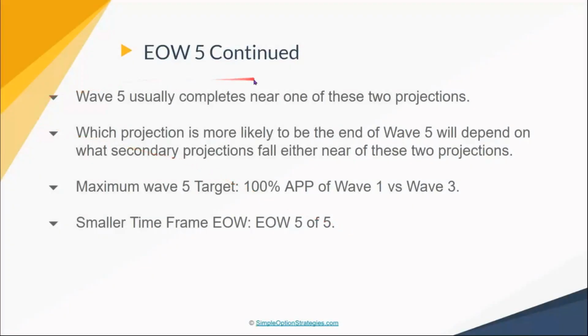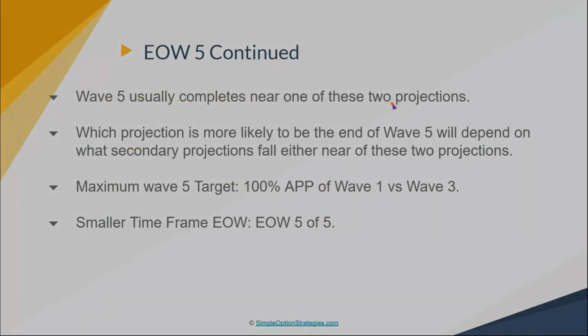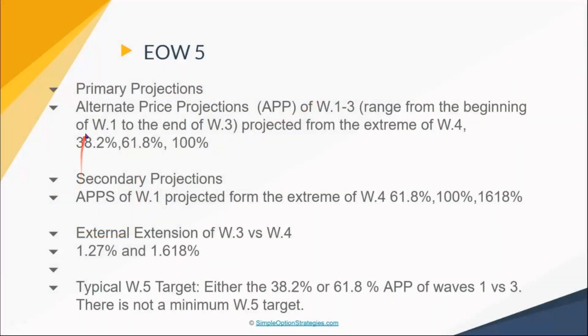Okay, so this is just a continuation. Wave 5 usually completes near one of these projections. And what happens, folks, when you start doing this, you're going to get a tight zone that you can look at. And why do you want to know this? Because that's a place where you want to start thinking about trailing your stops or maybe getting short if you get some kind of corrective pattern that kicks in there.